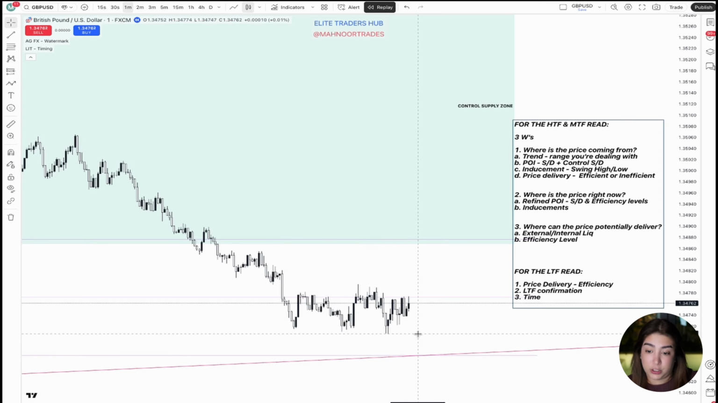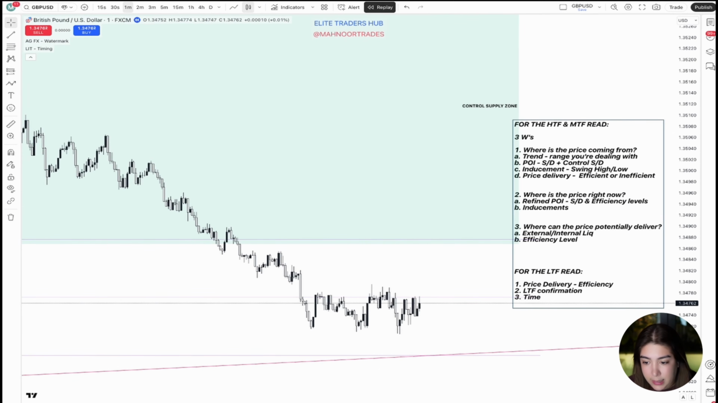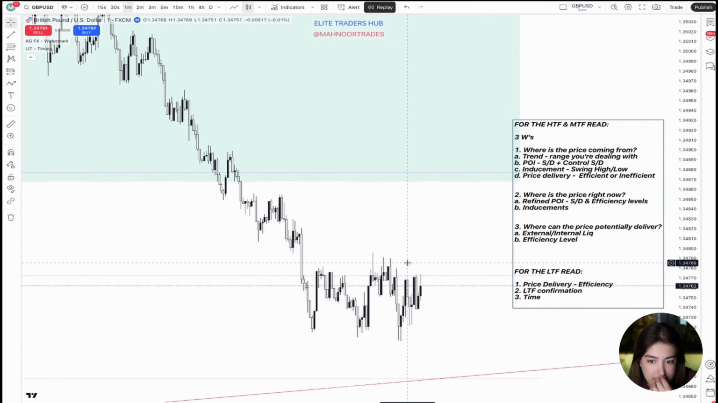So we have price delivery, we have lower time frame confirmation. The time part is just about to be ticked off because this is just the start of New York, right? Now on the M1 time frame, what can we potentially deliver? For the time part, New York is just about to start, so we can take that part off as well. Now we know that New York Open has the tendency of manipulating. New York Open manipulates, London Open does the same. So that manipulation can happen.